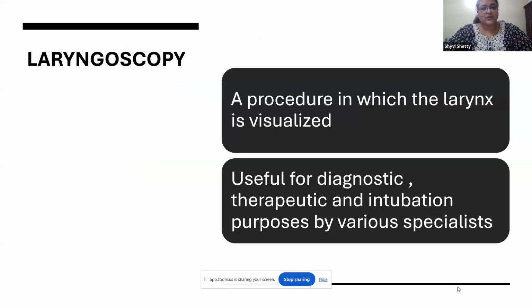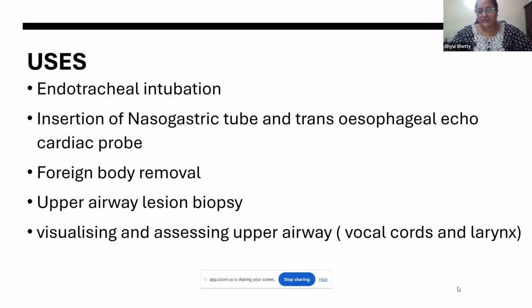So, what is laryngoscopy? Basically, it's a procedure in which the larynx is visualized. It is useful for diagnostic, therapeutic, and intubation purposes by various specialists. So, what are the uses of a laryngoscope? Basically, it is used for endotracheal intubation, insertion of a nasogastric tube and transesophageal echocardiography probe, foreign body removal, upper airway lesion biopsy, and visualizing and assessing the upper airway, like the vocal cords and larynx.